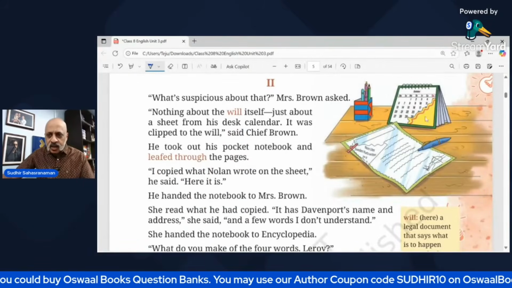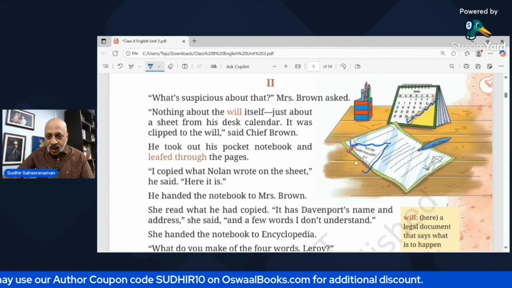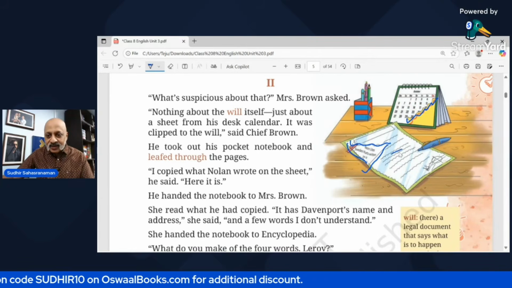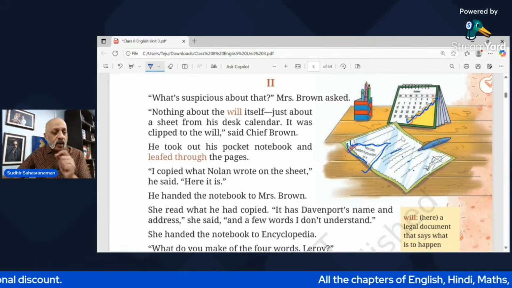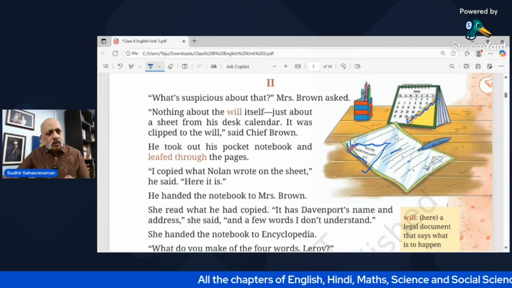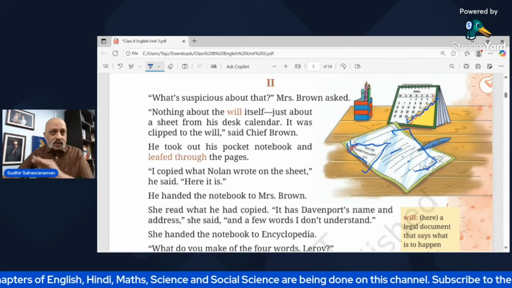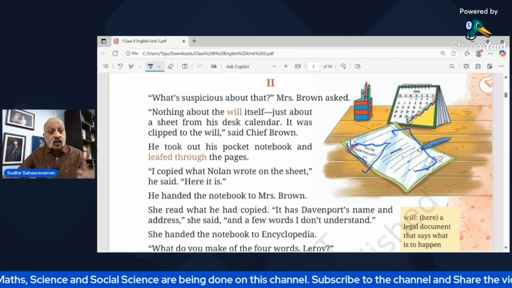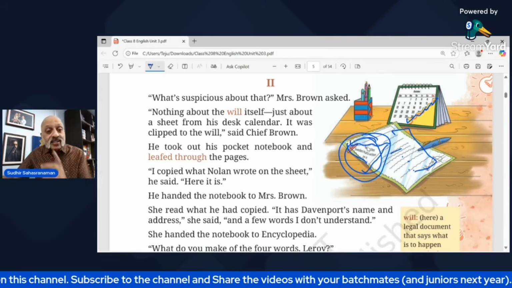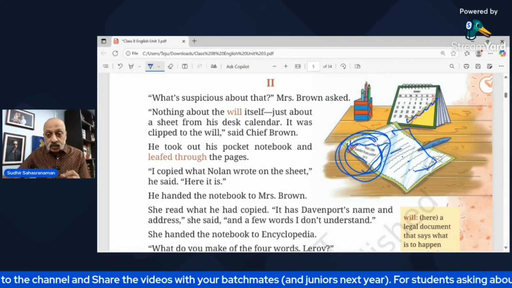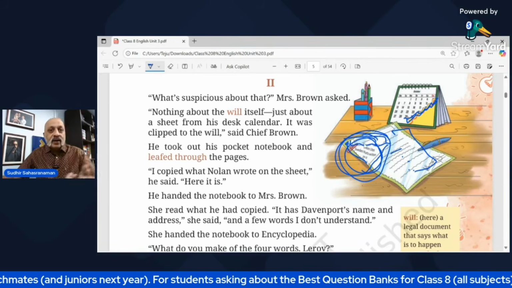So this is how he has written. He has torn a part of the desk calendar and put it out here, and there he has written something, and the letter specifies that everything that I have, I'm leaving it to Davenport after I am dead. Mrs. Brown says, what is suspicious about that? Nothing about the will itself. There is nothing suspicious about this will, that he has left everything to Davenport. But this sheet from the calendar and what is scribbled on it, that is suspicious, because the sheet torn from the calendar is stapled along to the will.